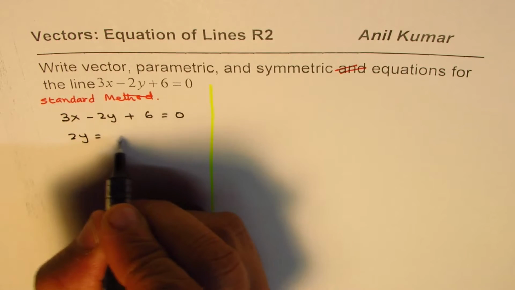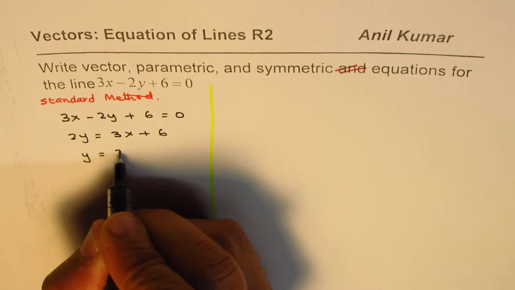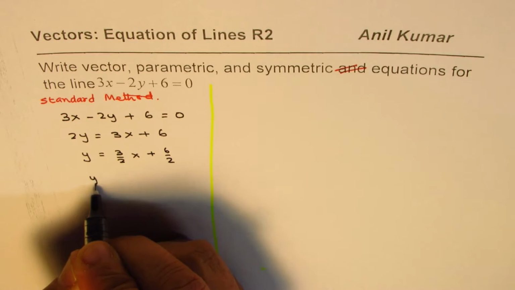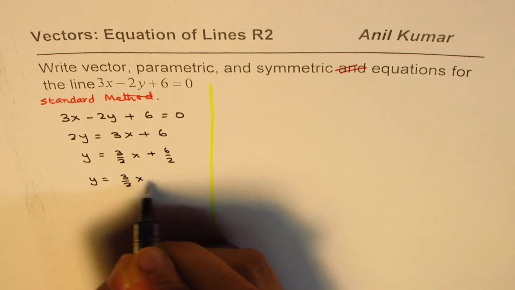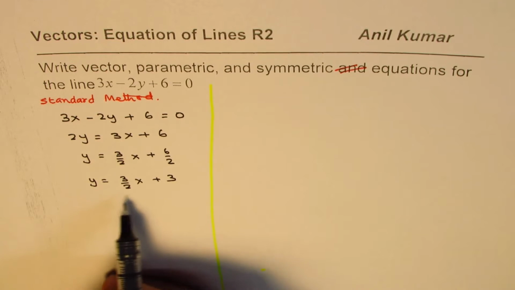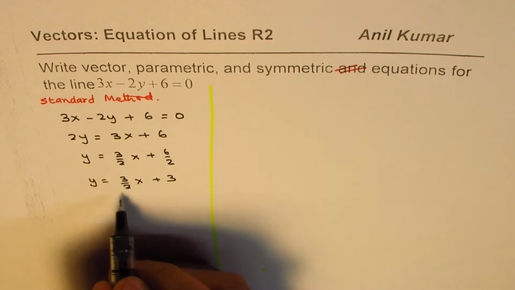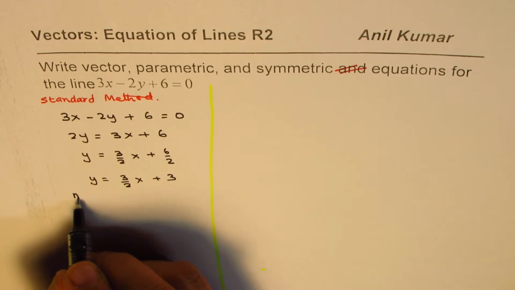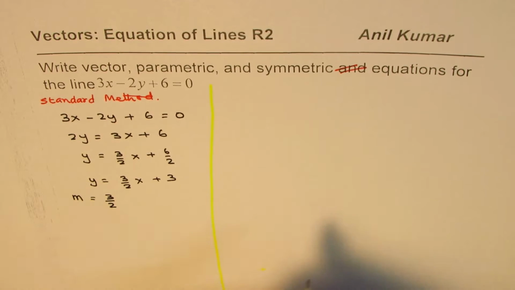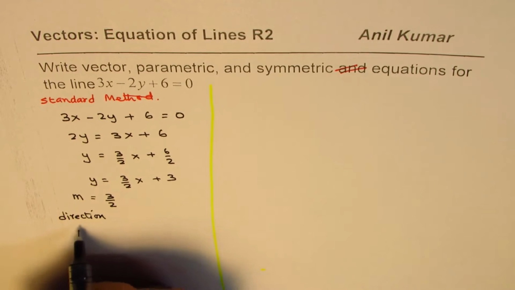You can write 2y equals 3x plus 6, and y equals 3 over 2 x plus 6 divided by 2, or you say y equals 3 over 2 x plus 3. Now if you compare this with the equations you do in slope-intercept form, which you had been doing so far, you will say 3 over 2 is your slope, right? So we say slope m is 3 over 2. In vectors, this slope could be written as a direction vector.